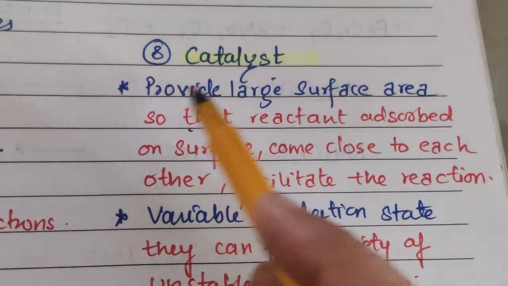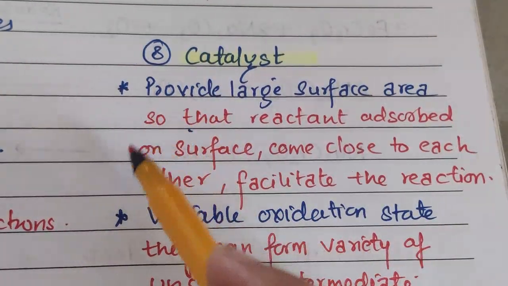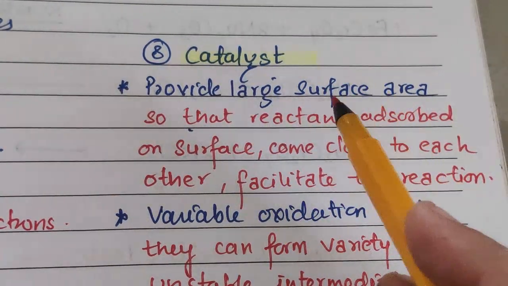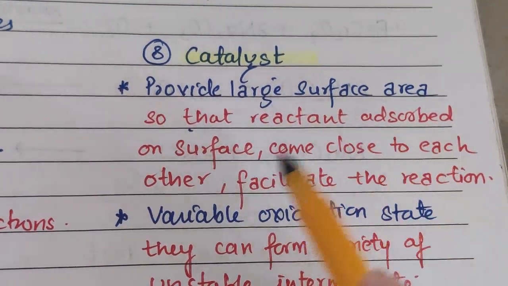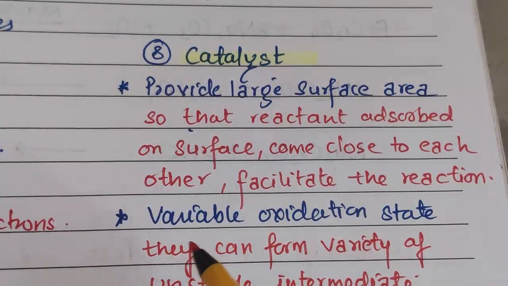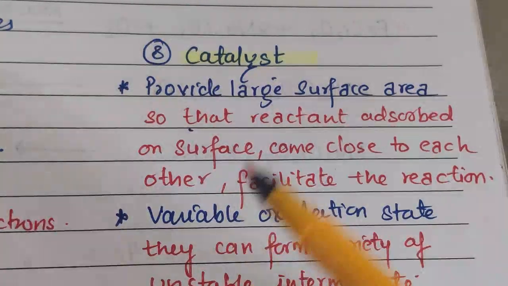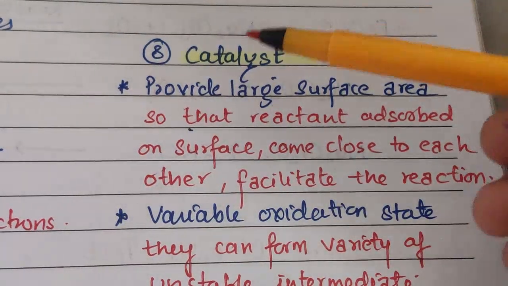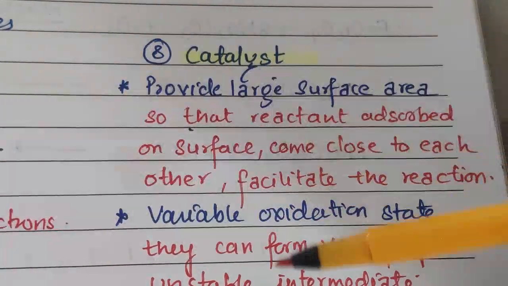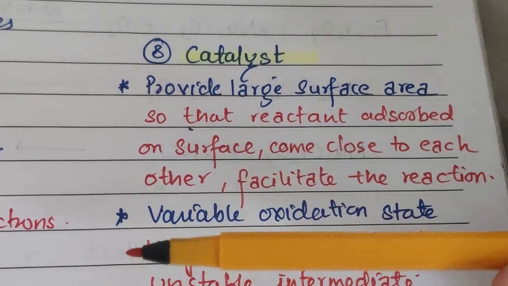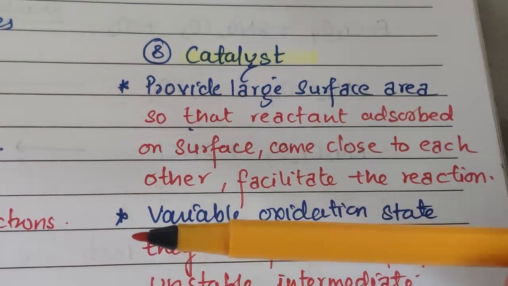So the basic reason is that they provide a large surface area, and here is the explanation of what happens due to that surface area. On that surface, reactants are easily absorbed and they can react easily. And the second important point, they can easily possess variable oxidation states, so they can form a number of intermediates and interchange their form. So there are two main reasons why transition elements act as catalysts: they provide a large surface area and they can possess variable oxidation states.